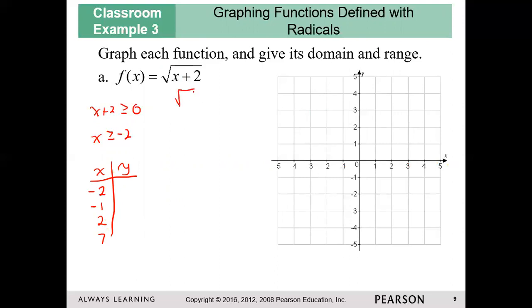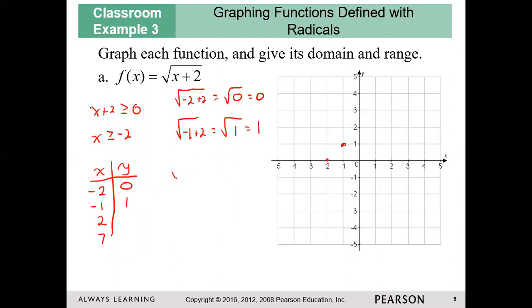So we have the square root of -2 plus 2, which is the square root of 0, which is just 0. So when x is -2, the y value is 0. So there's 1 point right there. Next one is going to be -1 plus 2, which is going to be the square root of 1, which is just 1. So the next point that we're going to have is -1, 1. So when x is -1, y is +1.